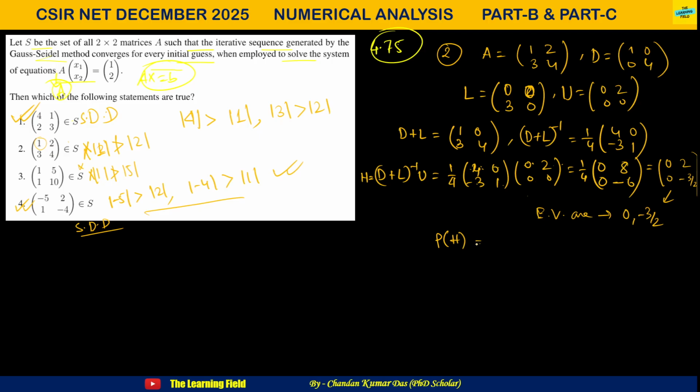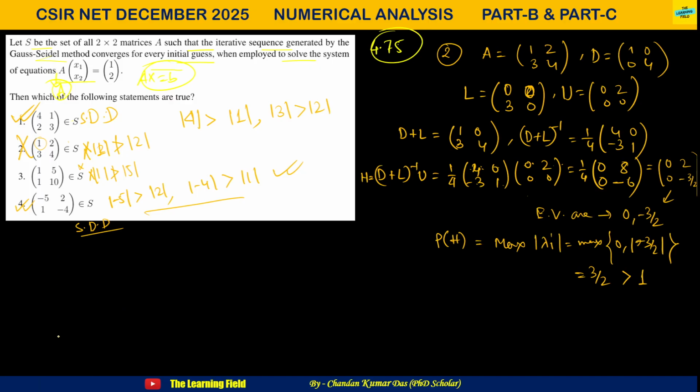That is the spectral radius of H. This is equal to the maximum of the modulus of the eigenvalues lambda i. This is equal to the maximum of 0 comma mod of minus 3 by 2, that is 3 by 2, which is greater than 1. We need this spectral radius less than 1 for convergence, but this is greater than 1. Therefore, convergence fails here. Option 2 is incorrect.